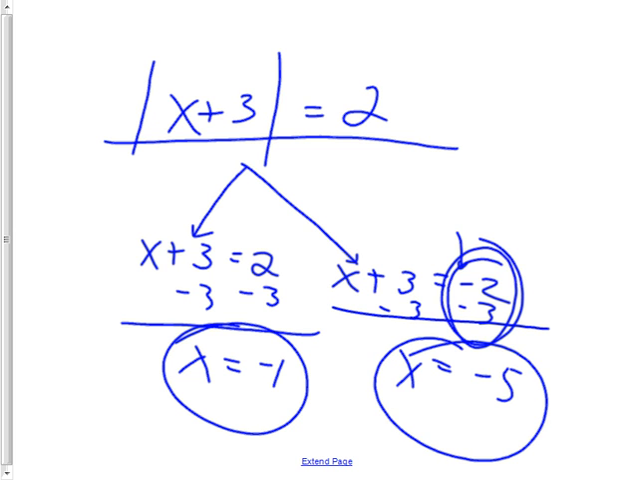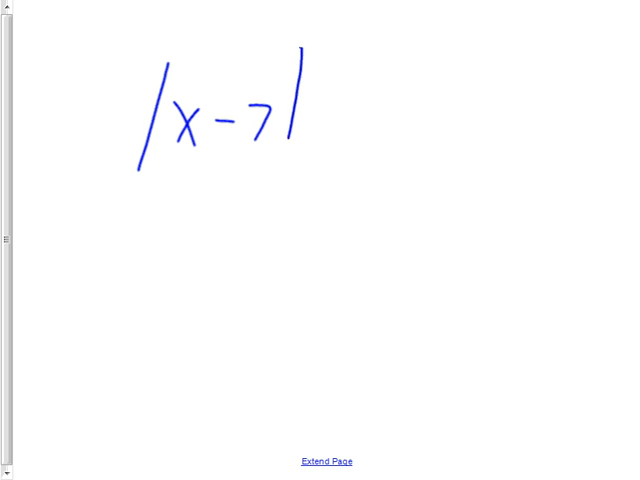Okay, try this one now. X minus 7 equals 1. Solve it. Give me the two answers. Give me the two equations. Solve the two equations. Don't do this in your head, or you're going to not get it when it gets more complicated. Write both the equations out. Turn my way when you've got it.